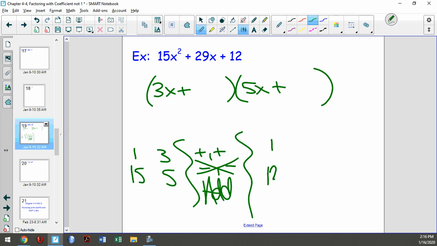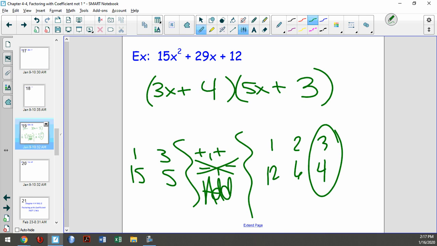Factors of 12 are 1 and 12, 2 and 6, 3 and 4. What did I say you should probably use first? Closest together. Now, where can I put the 3 at and where can I not put the 3 at? I cannot put the 3 with the first parenthesis with the 3x because that'll give me a GCF, and you guys told me there was no GCF. So that means the 3 has to go to the right and the 4 has to go first if they work. Inner gives me a 20x. Outer gives me a 9x to give me a 29x. Is that what I needed? Do you understand why I kind of prefer this method over the AC method? I think it's so much easier.